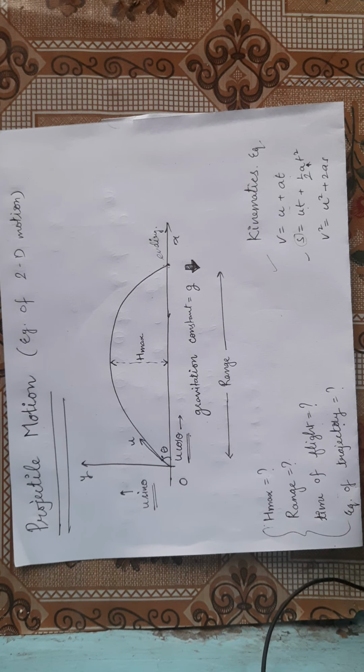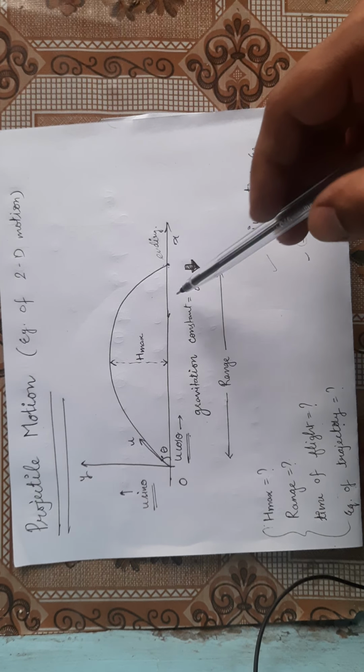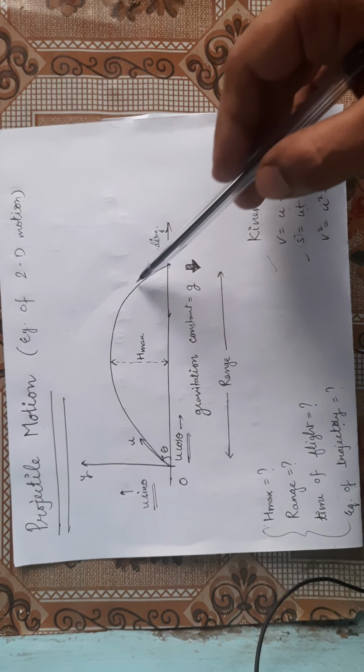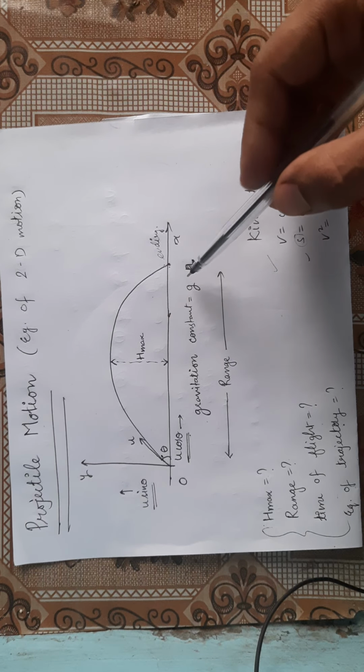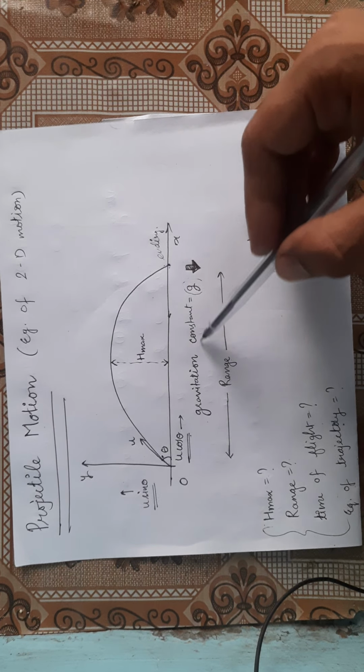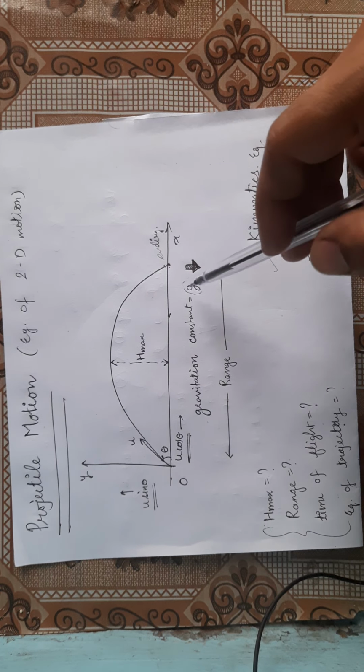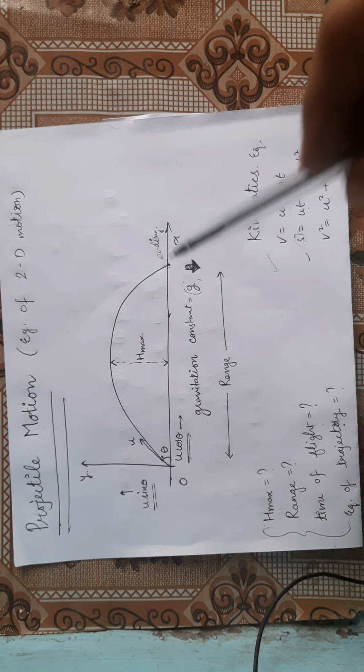Here we assume that the particle is close to the Earth's surface so that we can take the gravitational constant as g, and the acceleration of the particle is constant.